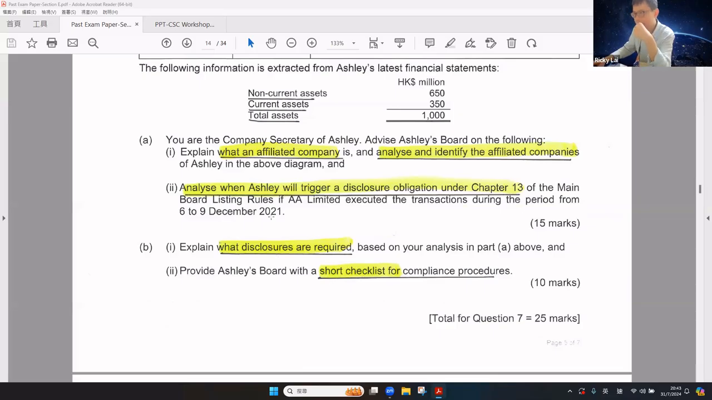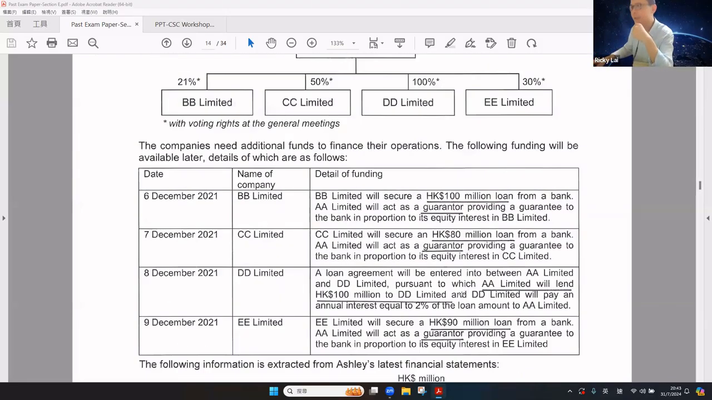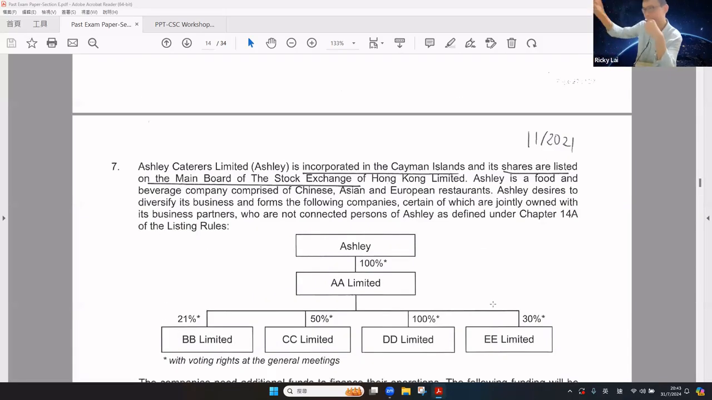And also, based on the analysis in part A, what are the disclosure requirements? And also, a checklist for compliance procedure, so you need to write around 2 pages for a 10 mark question. This means that the question is very straightforward, but more importantly, you should take a look at the whole scenario of the question.